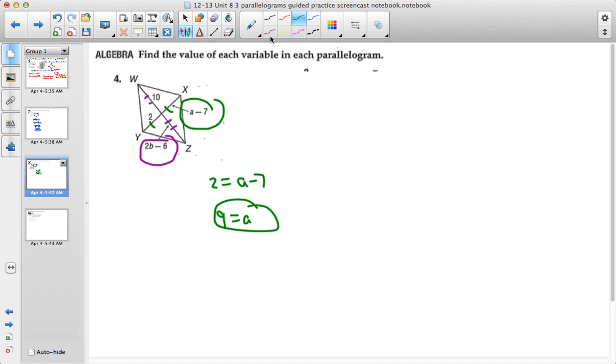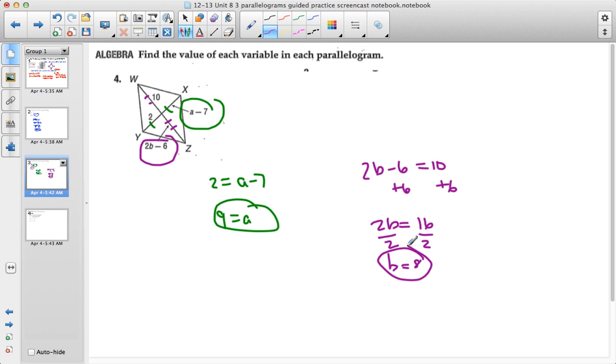And then next, I need to find B. Well, I can see that this segment here is going to equal 10. So 2B minus 6 is going to equal 10. So I'll add 6 to both sides. 2B equals 16. And then I just need to divide both sides by 2. And B equals 8. And I have solved for both variables.